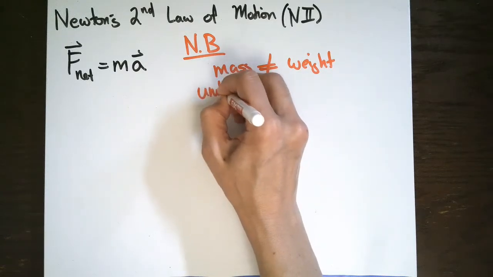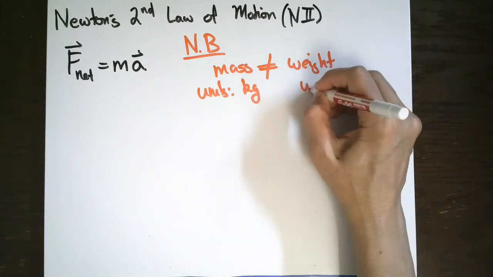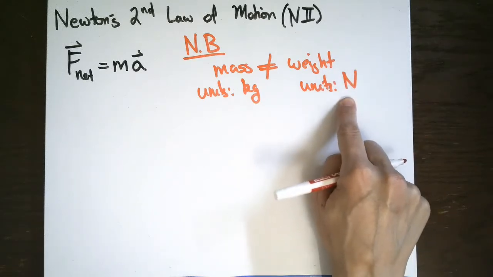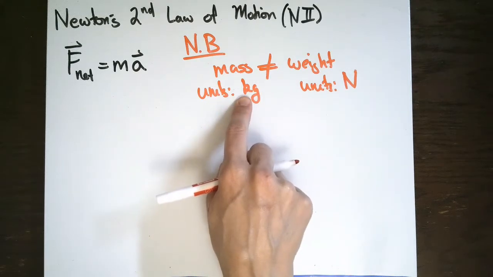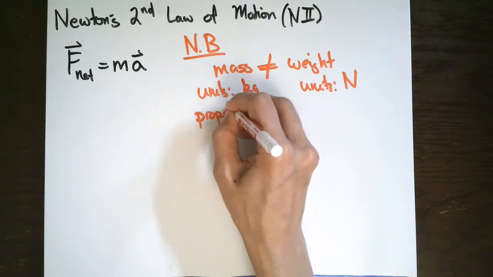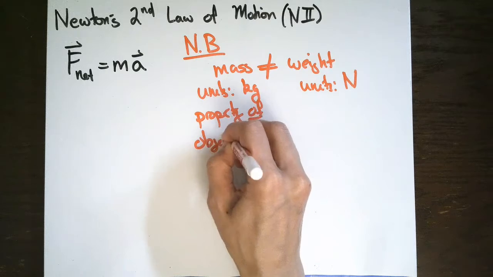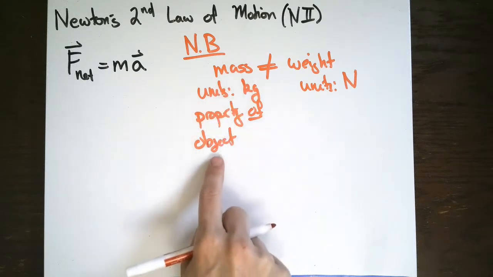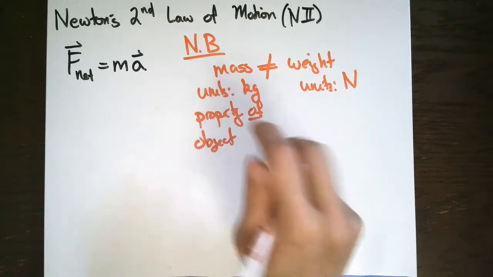The units of mass, as we just said, are kilograms. The units of weight are newtons, because weight is actually a force. So weight is something that acts on an object. Mass is something that an object has. So this is a property of the object. No matter where the object goes or what happens to it, well, I guess you could chop something off and then it'd be a different object. But as long as the object stays the same, its mass is going to be the same.